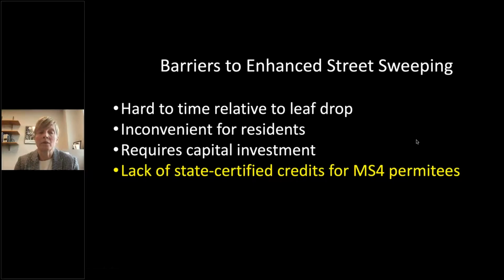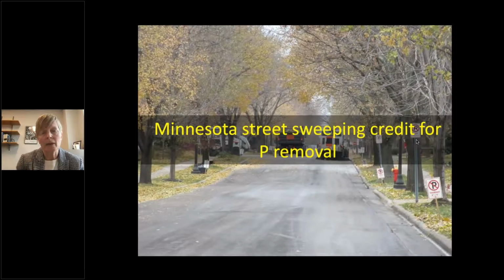It can be inconvenient for residents if there's not off-street parking. It requires capital investment in sweepers. And what I want to touch on today is that there's a lack of state certified credits for MS4 permittees for street sweeping. And so I want to just spend the last part of my talk talking about the street sweeping credit that was recently developed for street sweeping for phosphorus removal in Minnesota.